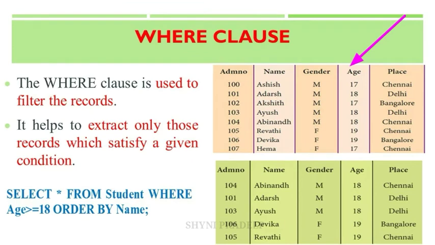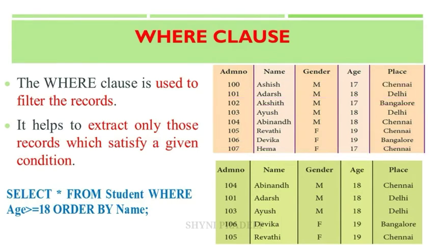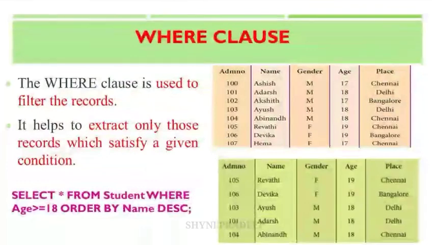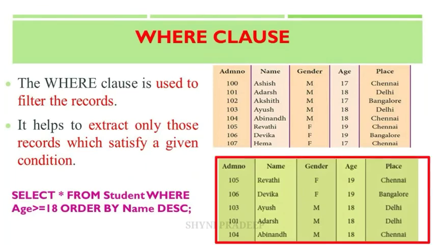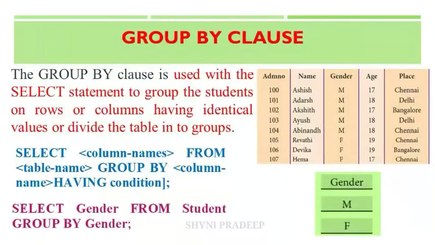See here, Adarsh, Ayush, Abhinand, Revati, Devika. These names will be arranged in the ascending order here. This is the output. Okay. If you want to sort it in the descending order, you have to write here DESC. Okay. See here, the names are arranged in the descending order here. This is the output.